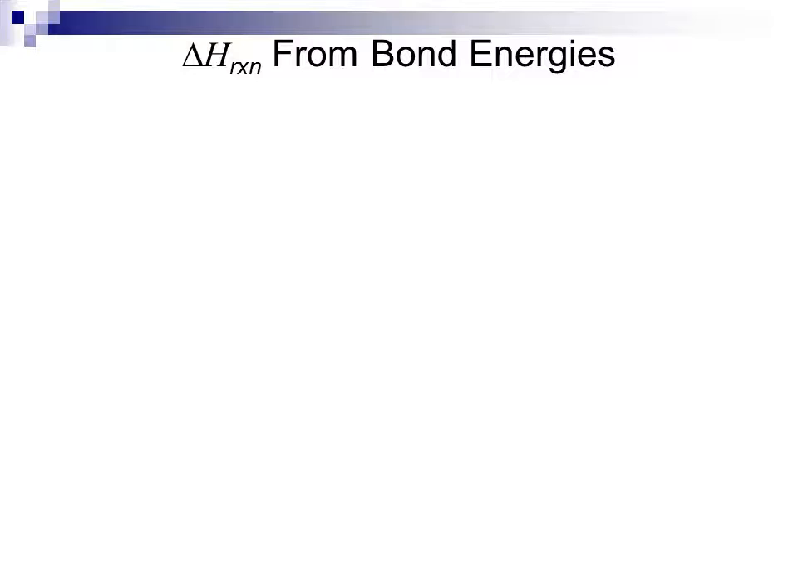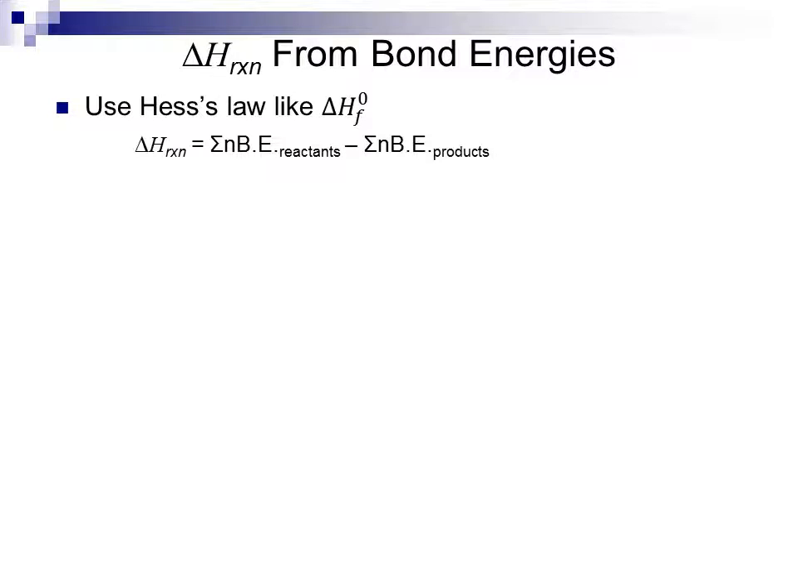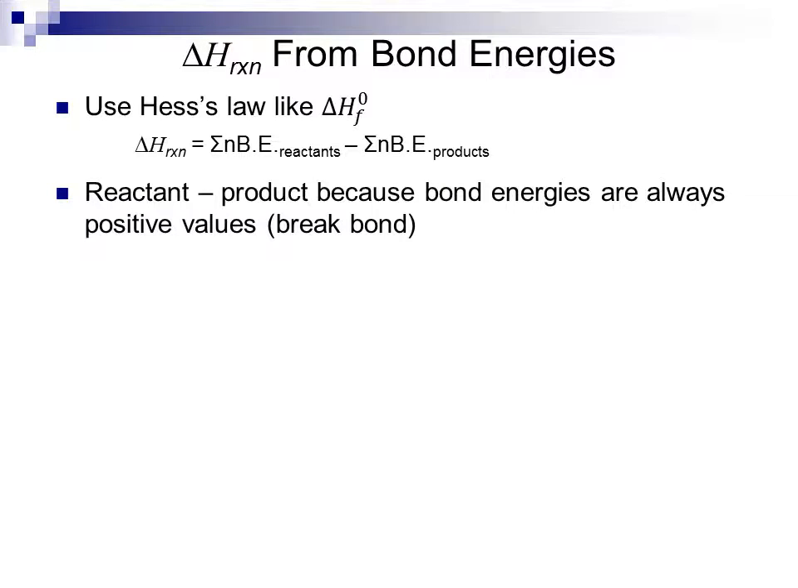We can calculate a heat of reaction from bond energies in a similar way to how we do with Hess's law, like we're doing with the heat of formation earlier. In this case, the heat of reaction is going to be the coefficient of the number of bonds times the bond energy for the reactants as a sum of all of the reactants minus the coefficient of the number of bonds times the bond energy for the products as a sum of all the products. Now here we have reactant minus product rather than the standard product minus reactant we've seen.